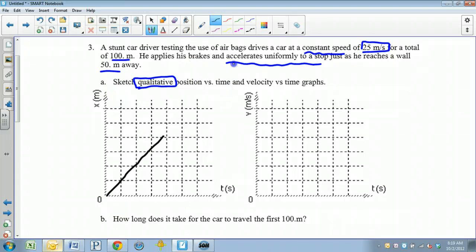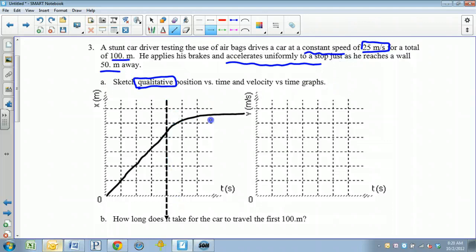And then you're accelerating uniformly to a stop. So you're still moving forward, but you're just moving forward slightly slower, and then slightly slower, and then eventually coming to a stop. So something like that. So then we would see that this area here, to the left of the dashed line, represents the constant speed, and to the right of the dashed line represents the slowing down. Okay, because you're still moving forward.